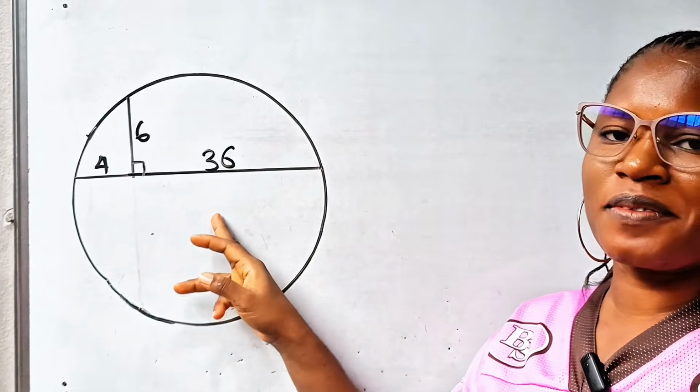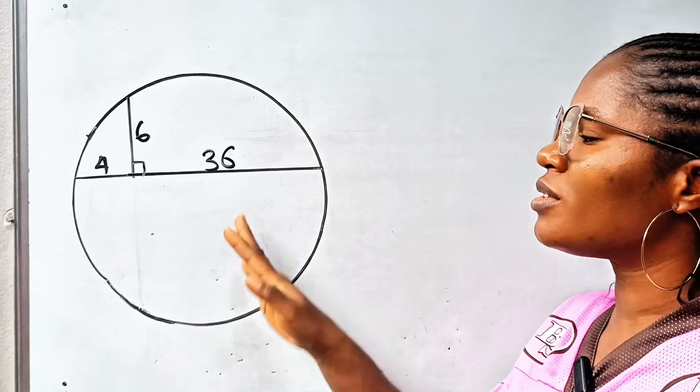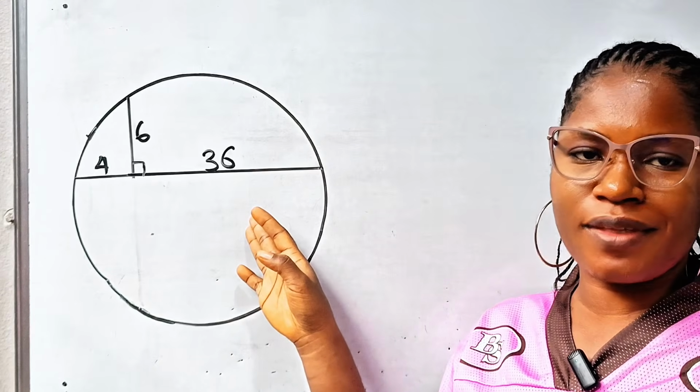Let's find the radius of this circle. Yes, I know where your mind went, but we have two different methods we can use to achieve that.